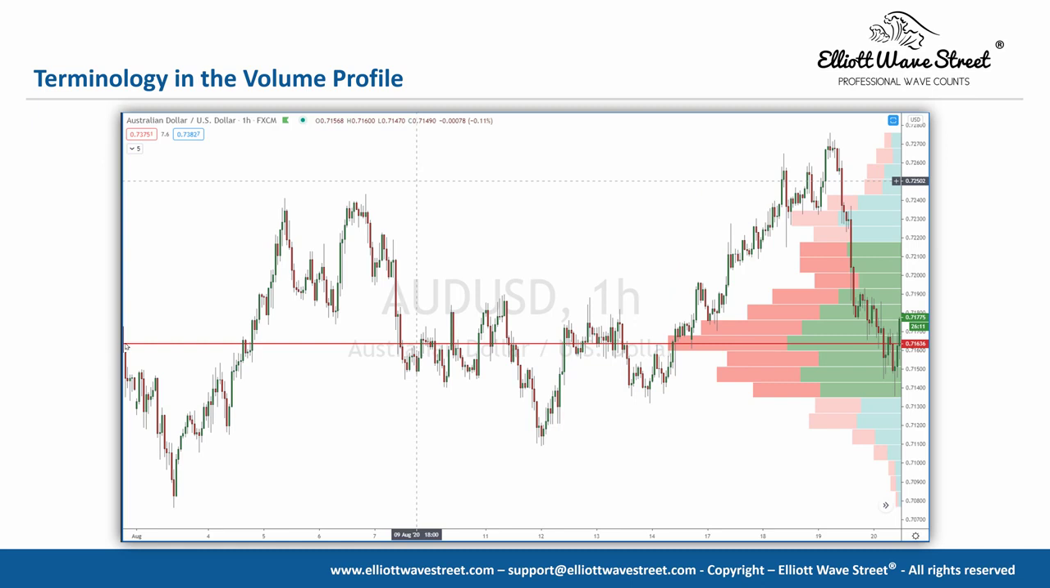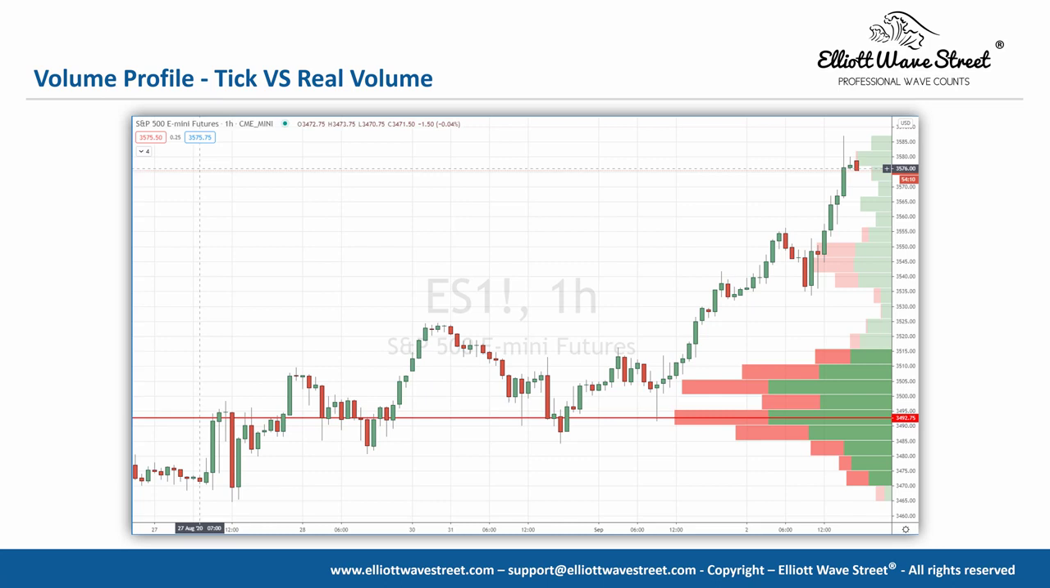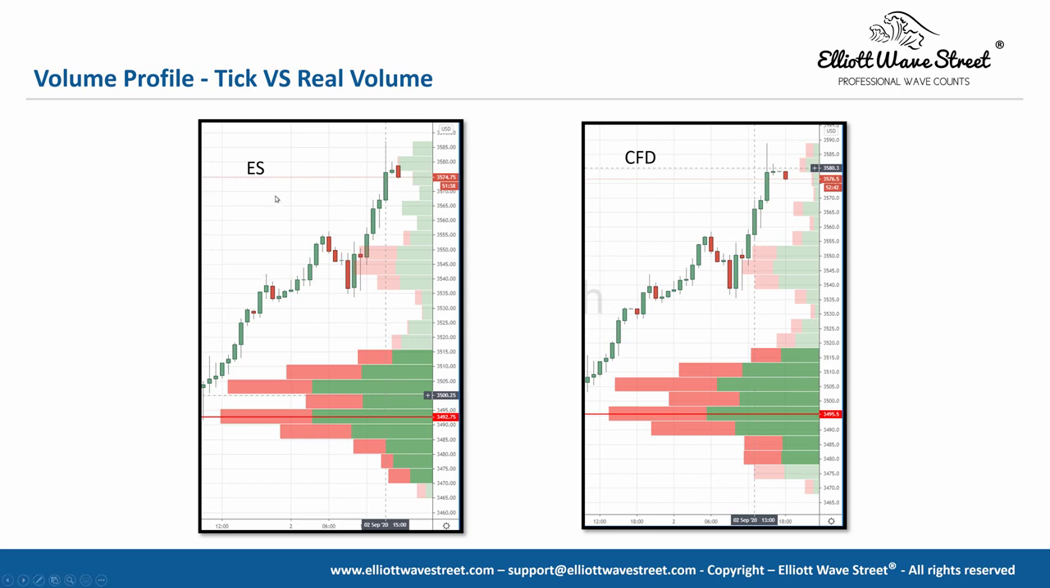Let's see more examples. Well, here on the Aussie, for example, we have that strong move, and after that it creates another opportunity, right? Let's have a look at the ES. This is the S&P, and again, you can use this on any market. This is the ES connected to the exchange, to the CME, with live data. And this one is the S&P CFD. So the CFD is not connected to the exchange, right? So if we compare the futures market connected to the exchange with the CFD, look, the profile is exactly the same, right? Exactly the same.